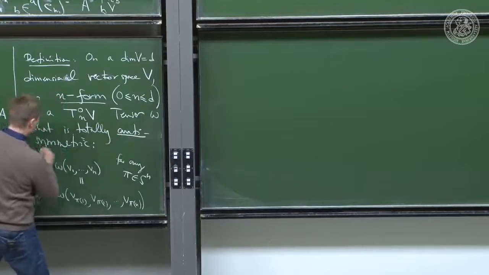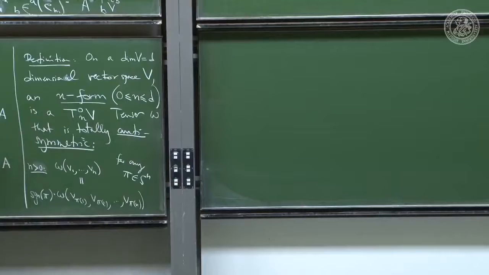And this antisymmetry is wildly important. And the case n equals 0, that is just, omega is then just a number.